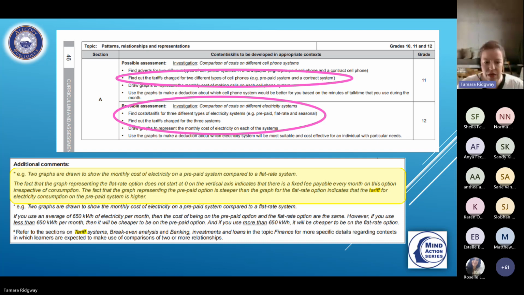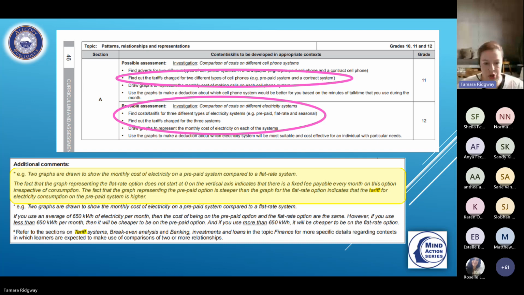and that is to compare the different types of electricity charges and to find the tariffs charged for 3 different systems. So it's not limited to 2 different tariffs. We can be talking about 3 different tariffs as well. I thought that this was quite important to mention here.